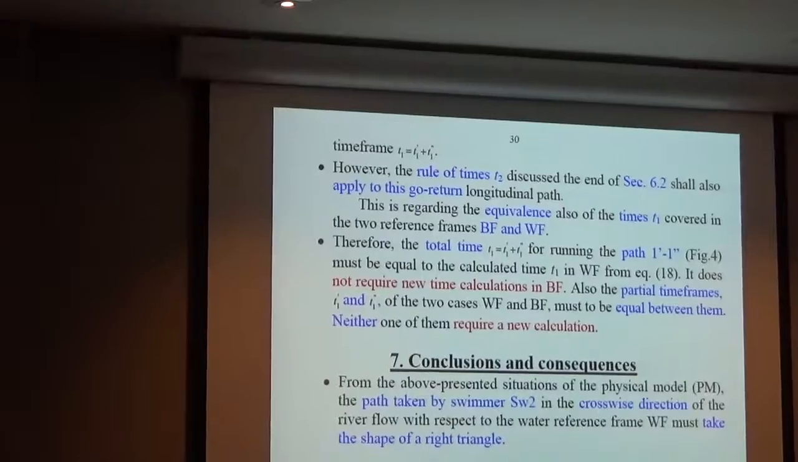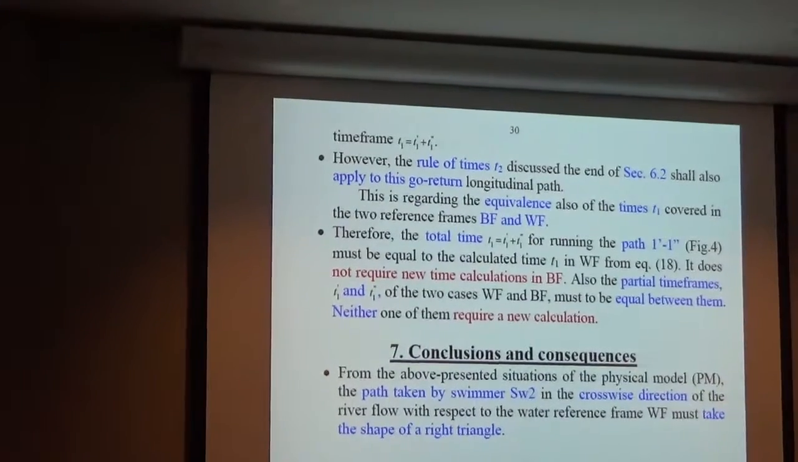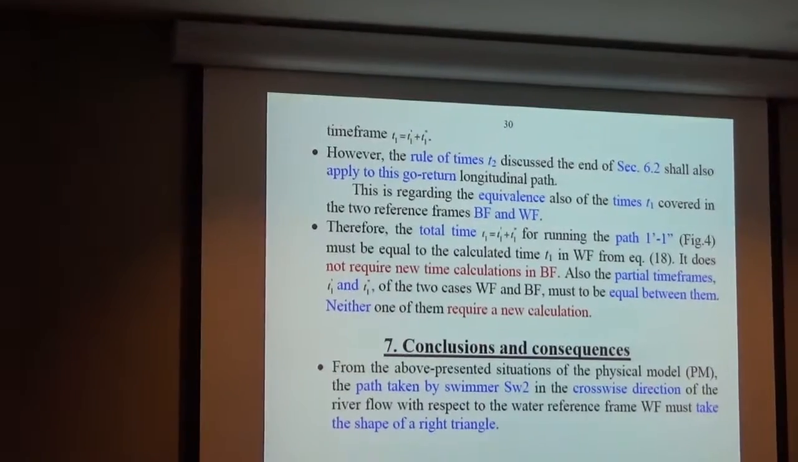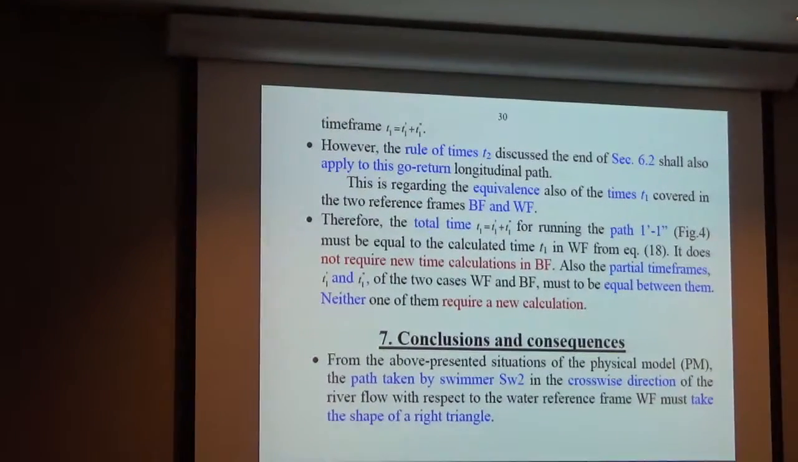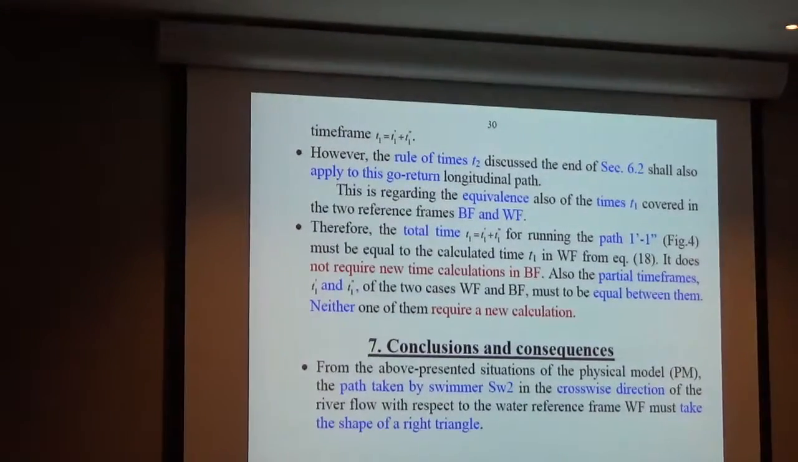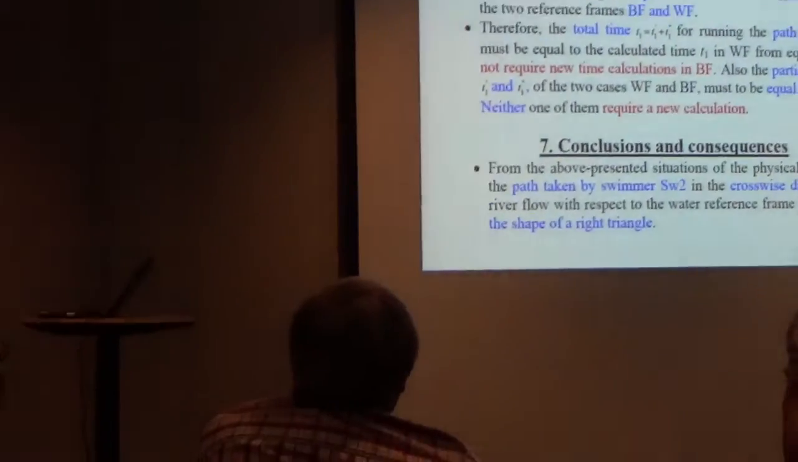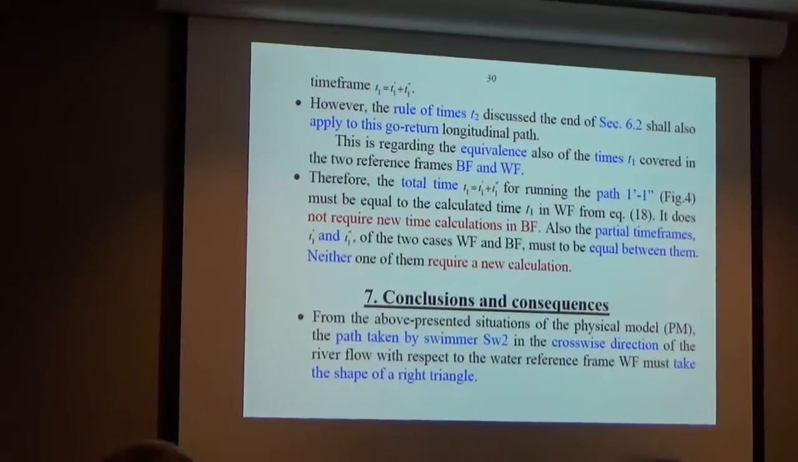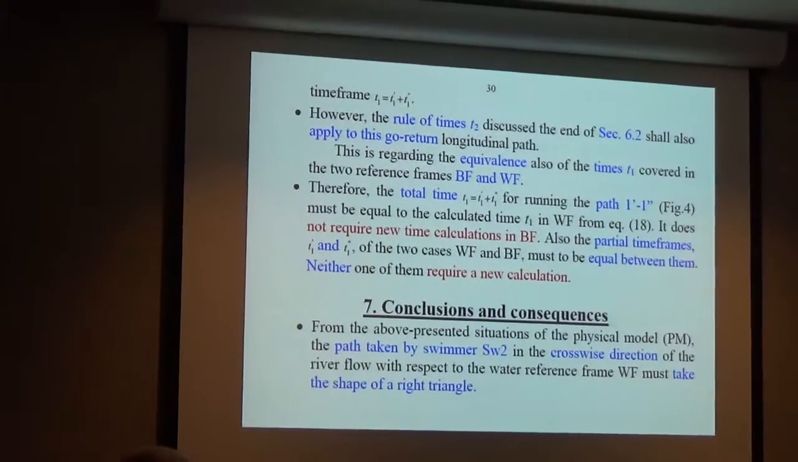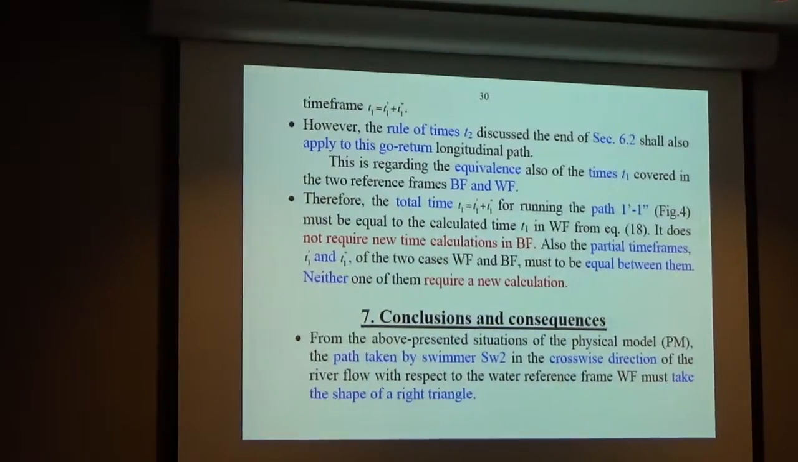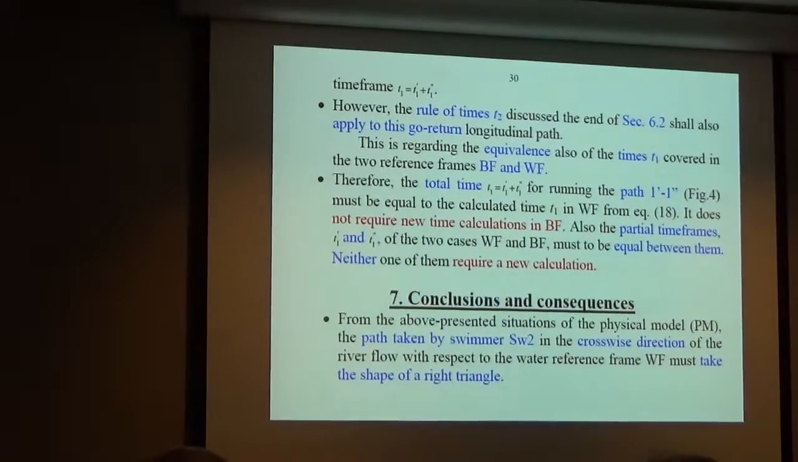Finally, we arrive at some conclusions and consequences. From the above presented situation of the physical model, the path taken by swimmer 2 in the crosswise direction of the river flow must take the shape of a right triangle.